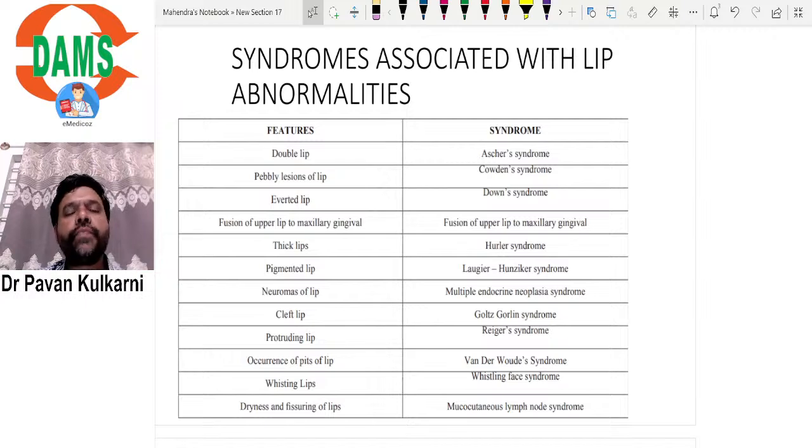Pigmented lips, where do you see? One important syndrome called as Laugier-Hunziker syndrome. In this syndrome, the patients will have pigmented lips. Where do you see neuromas of lips? There is one important syndrome called as MEN syndrome, multiple endocrine neoplasia syndrome. In this syndrome, the patients will have multiple neuromas. Because of this, the patient will have an appearance called as bumpy lips. Lips will be enlarged.